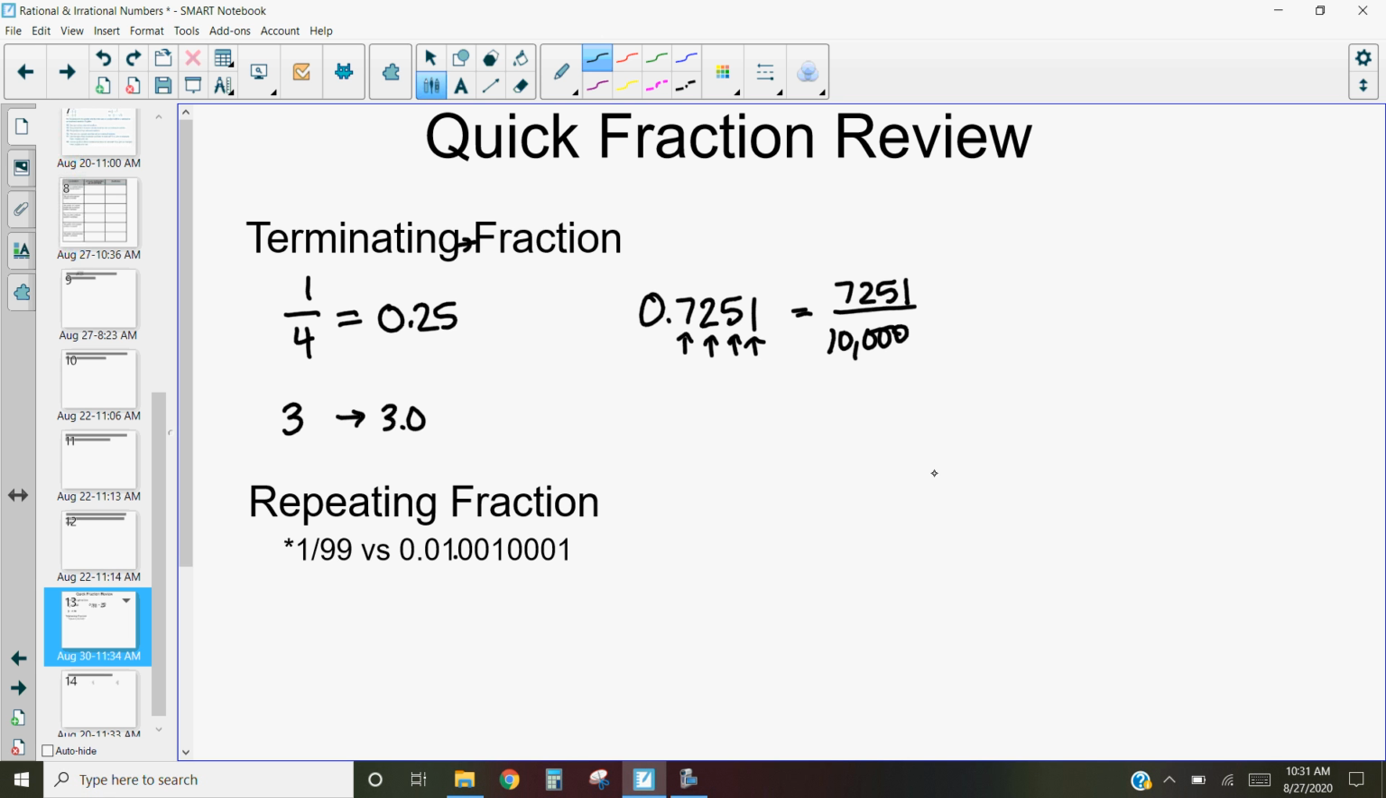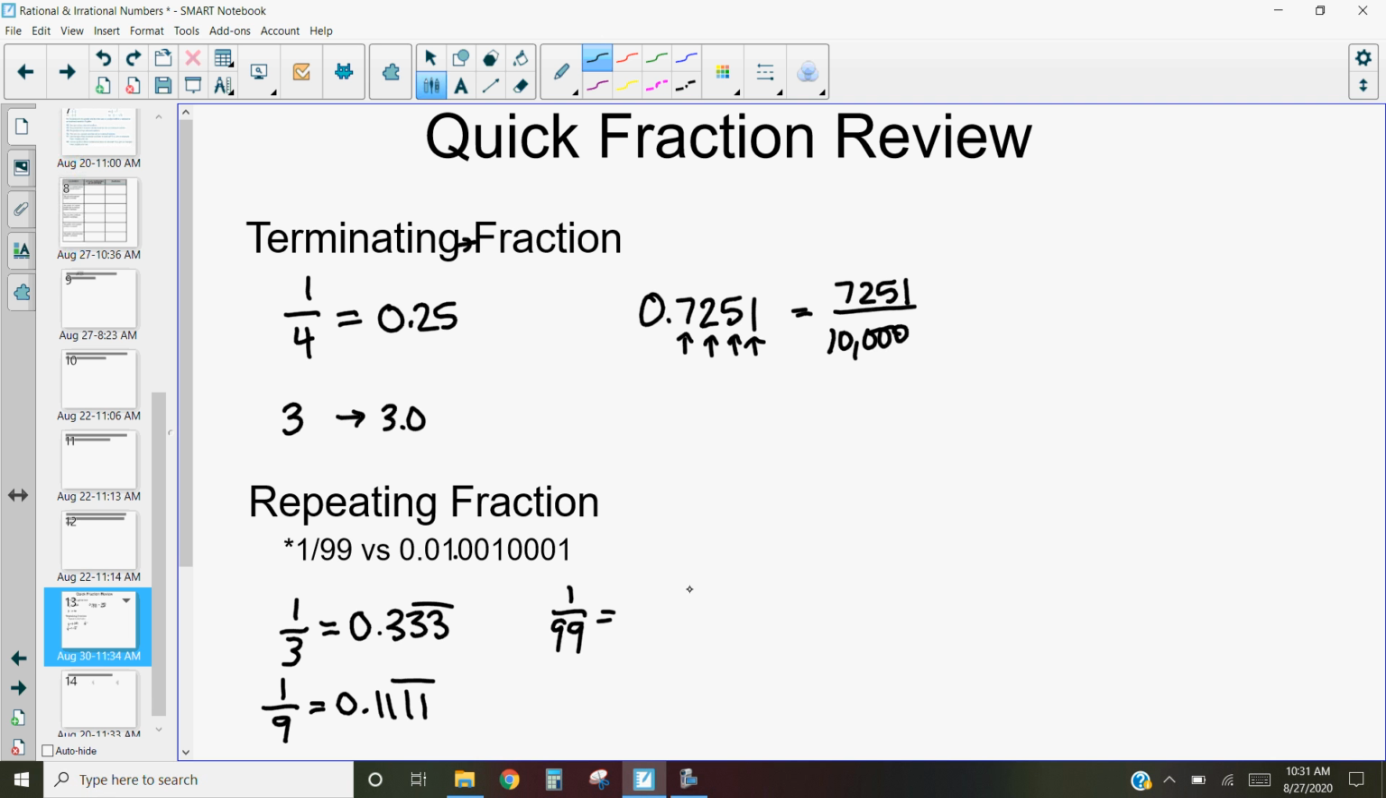Now a repeating fraction, that's something else that we want to look at. A repeating fraction is something like 1/3. If I divide 1 by 3, I'm going to get 0.333333 repeating, right? We know that. If I do 1 divided by 9, I'm going to get 0.1111 repeating. That's what happens. So a repeating fraction is one where it repeats that set of numbers over and over and over again. One that I want to look at is 1/99.